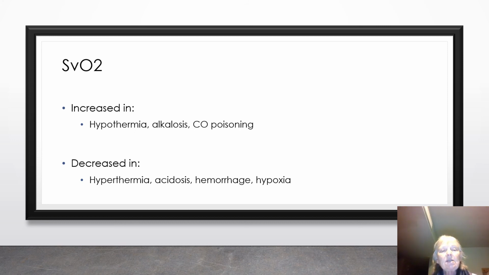So how do we increase it? Hypothermia, alkalosis, carbon monoxide poisoning. Why does that happen? Well, number one, remember if you're hypothermic, you're not using very much oxygen. If you're alkalotic, you're on that oxyhemoglobin dissociation curve going towards the left. And with carbon monoxide poisoning, there's no oxygen really being used at that point because you've pretty well bound your hemes up with carbon monoxide. It's decreased if you're cold. If you're cold, you're shivering. If you're shivering, you're using lots of oxygen. Acidosis, there's your right shift, okay? And if you're bleeding or you're hypoxic, we'll see it too.